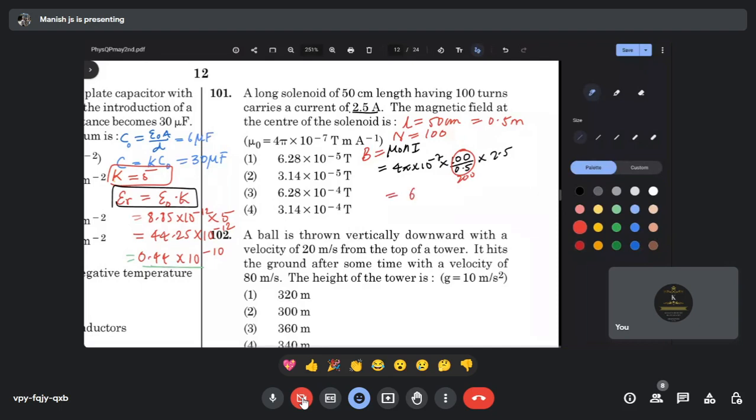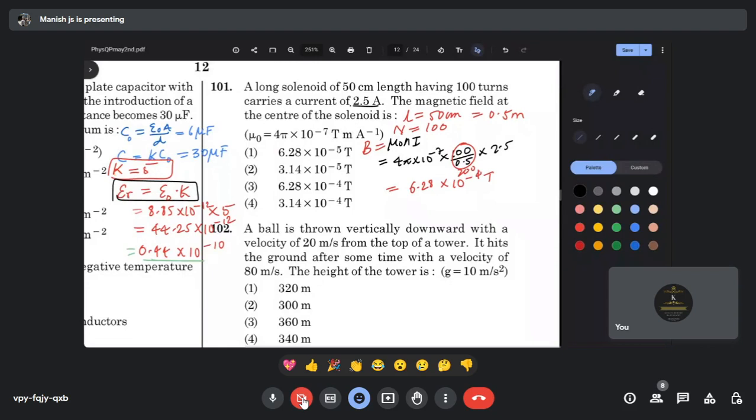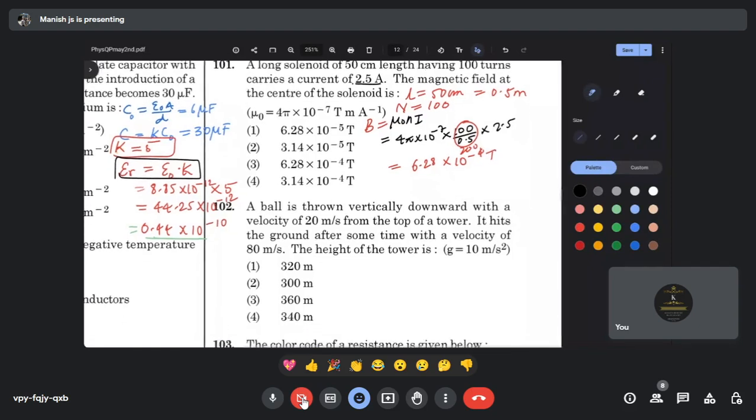So you are getting 6.28 into 10 power minus 4 T. Into 10 to the power minus 4 Tesla. The Tesla is nothing but the unit of magnetic field. So you got the value. Okay, so this is the value that we have. What we have found out is the magnetic field inside the solenoid. So you want to find out at the center of the solenoid, you again divide it by 2. Okay, so divide this by 2.